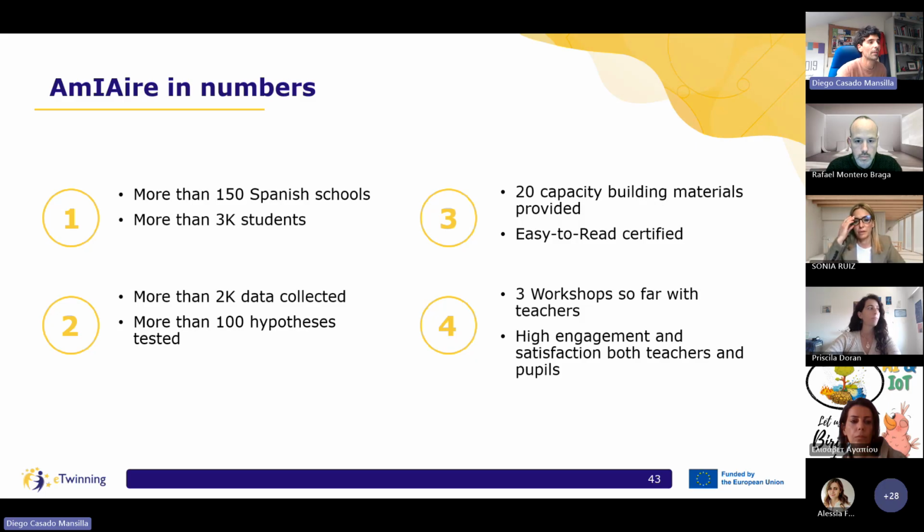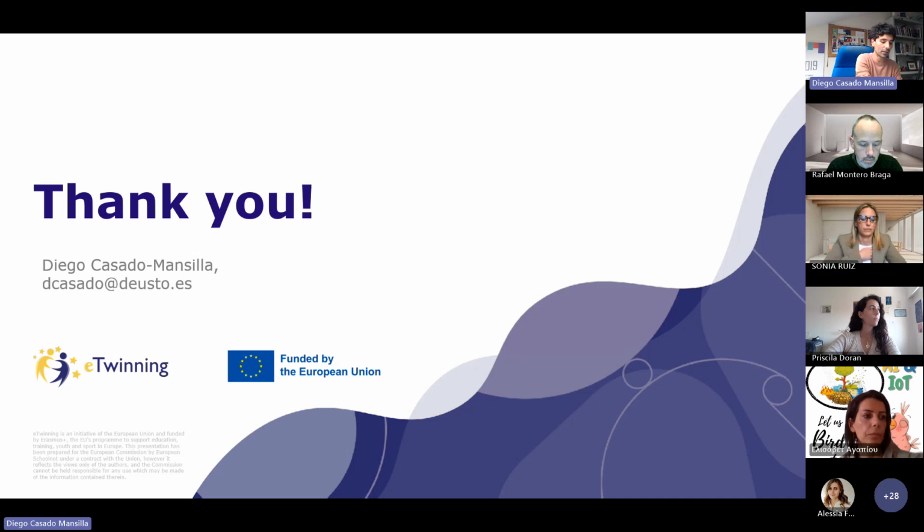Then we created some capacity building materials. We certified all the materials in easy to read format to be accessible to anyone, so people with impairments, people with difficulties to read, people with some difficulties with sight. We have created all the materials by applying the diversity that we can find also in the schools. We created some workshops with the teachers, and in general, we have heightened engagement and satisfaction with all the people involved. That was the presentation.